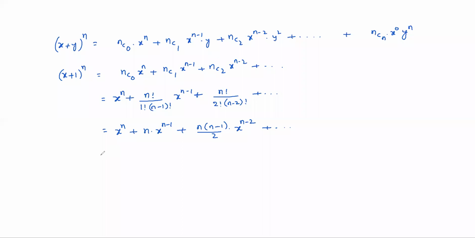Okay, so if n equal to half, what happens? 1 plus x to the power of half equal to 1 plus x, what we have written here, x power n plus n is here half, x power n minus 1.